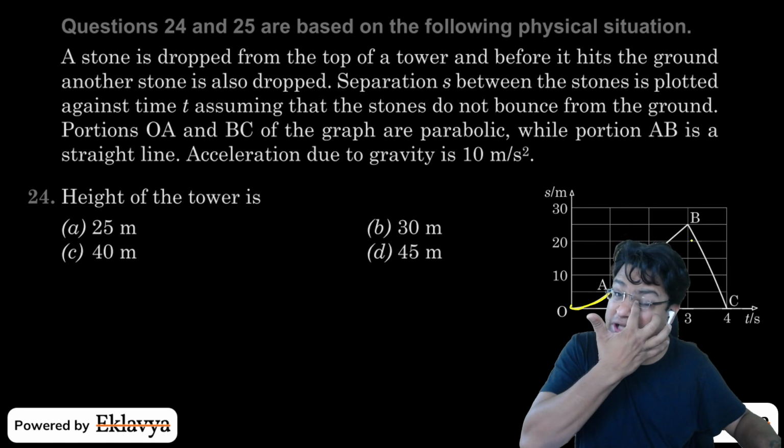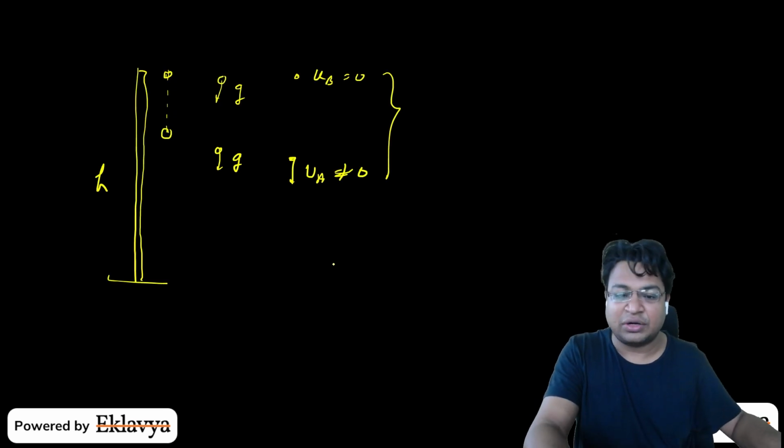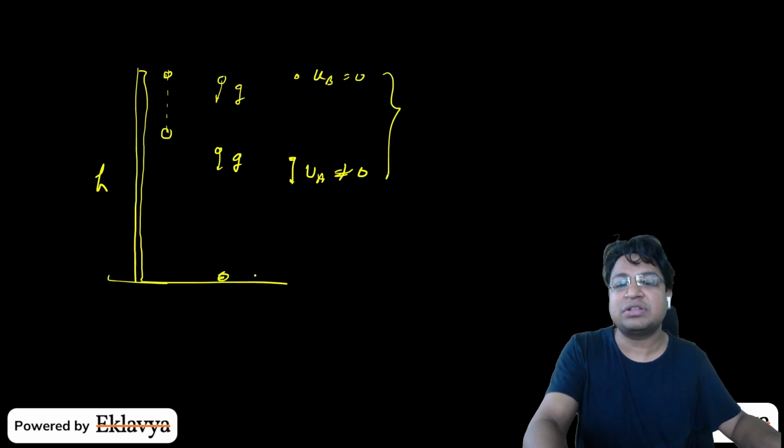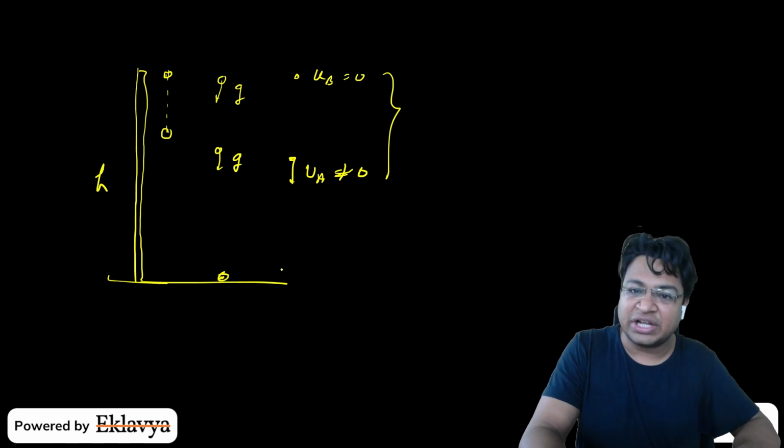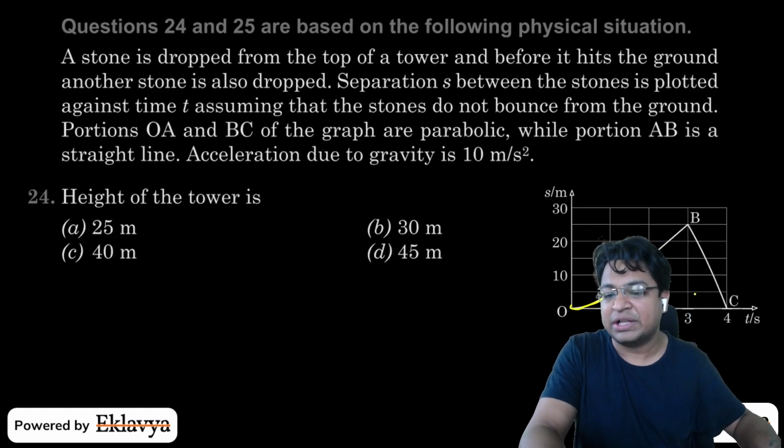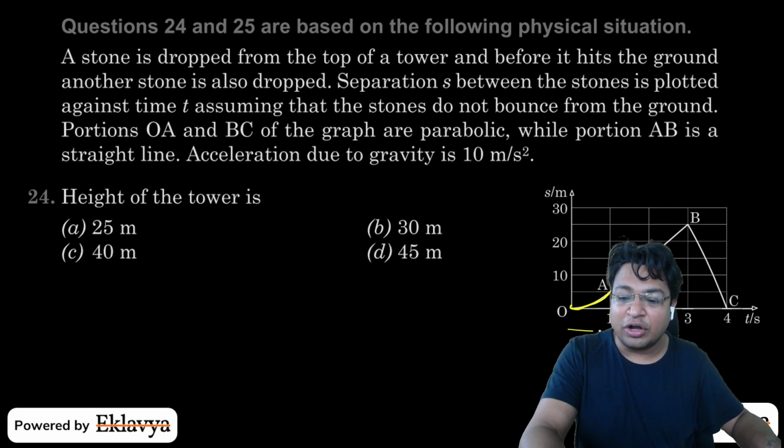And at this moment, that is after 3 seconds, the first stone hits the ground. As soon as the first stone hits the ground, the relative acceleration again becomes g, and therefore the graph turns parabolic again. So from this graph, what we can say is that the time of fall for the first stone was 3 seconds, and the time when the second stone was released was 1 second.